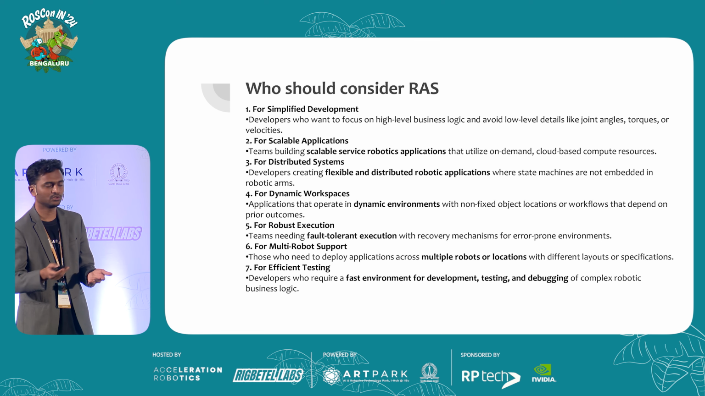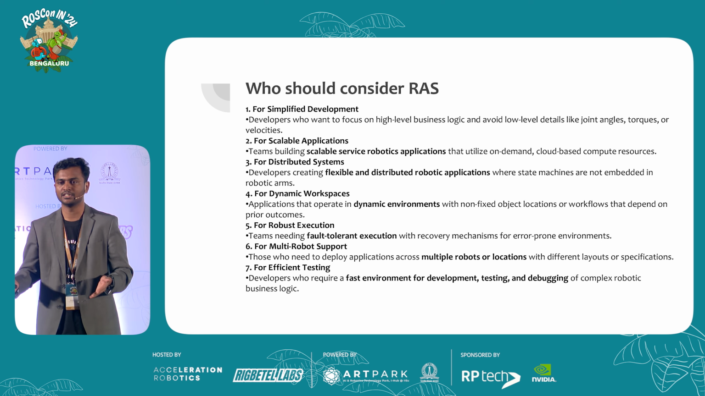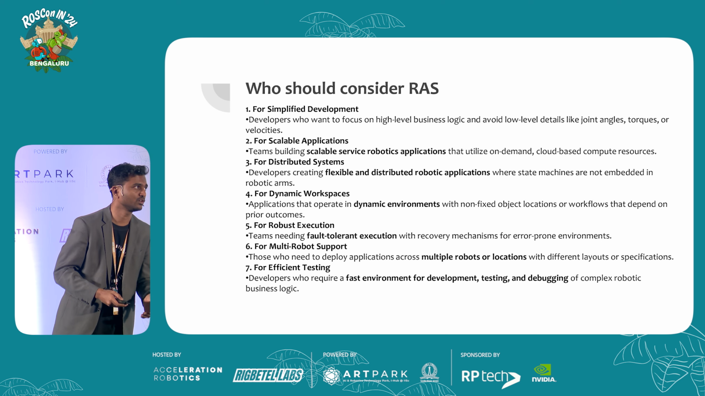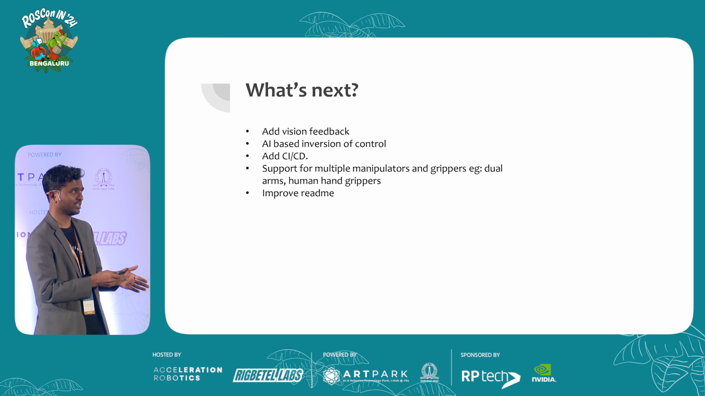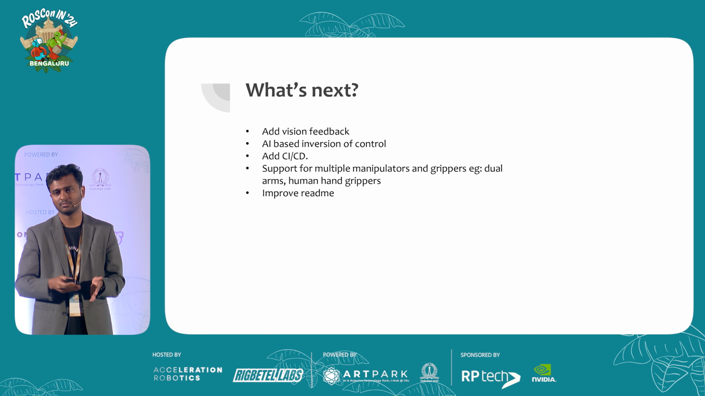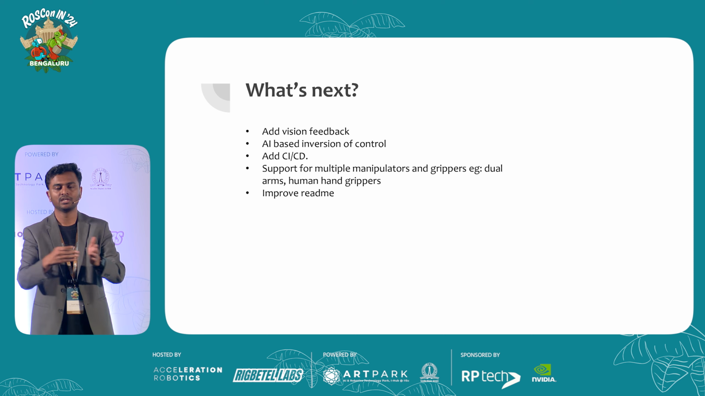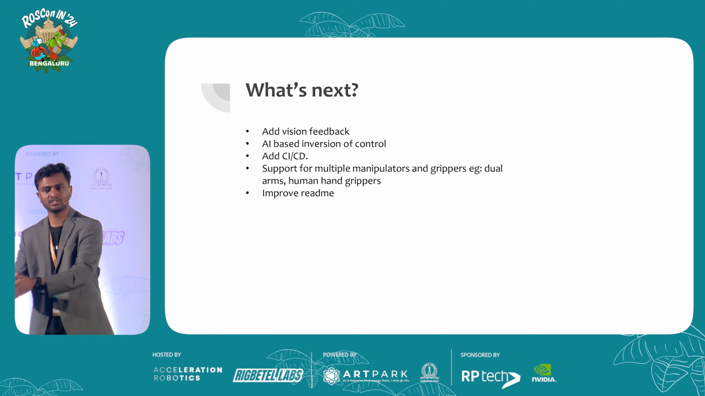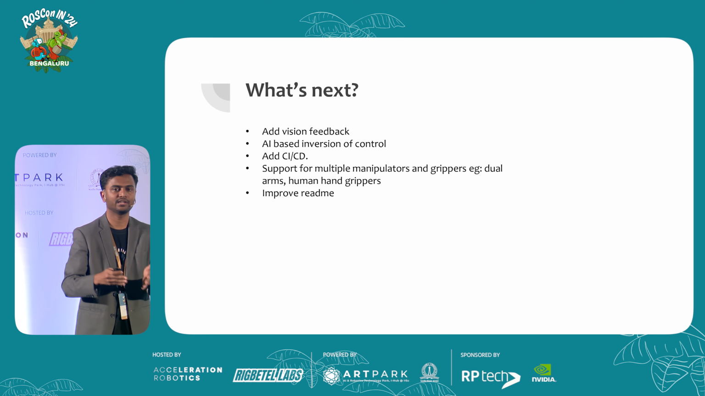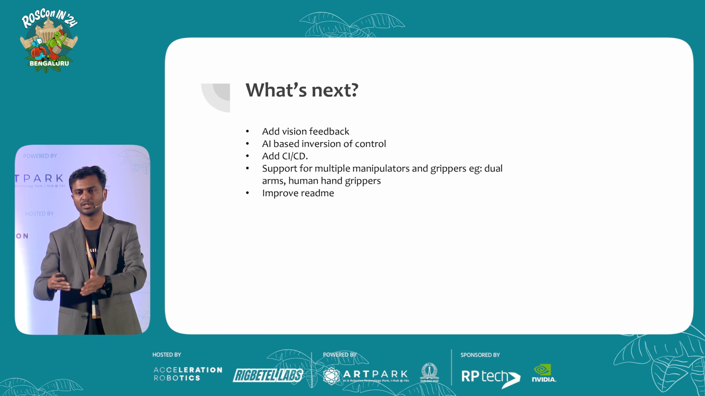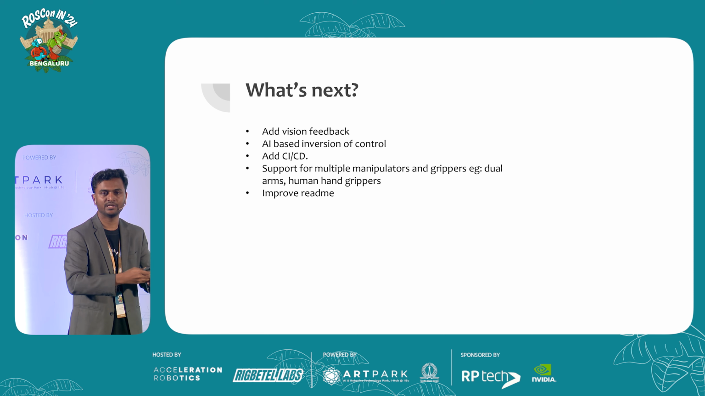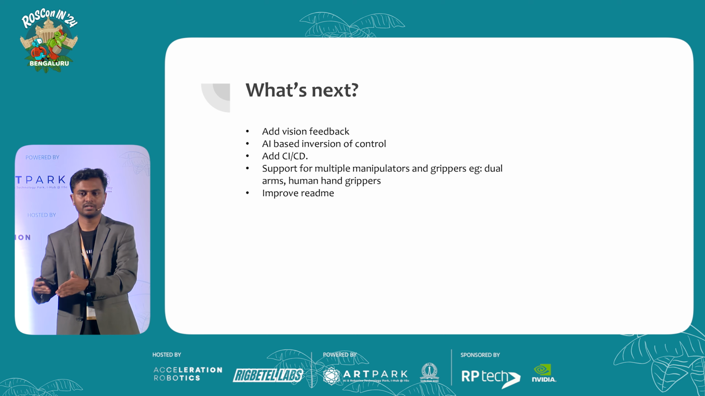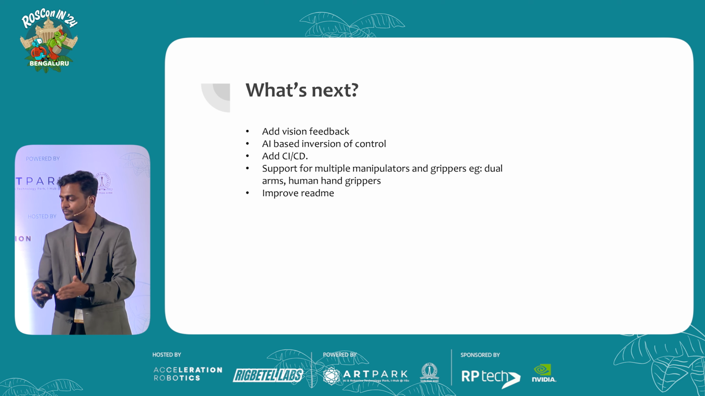And for efficient testing, so you can quickly iterate over different kinds of applications, and this can be used for quick efficient testing as well. So what's next? After this, what we plan to do is add vision feedback, because even if things run well in simulation, when we run the trajectories in the real world, there are going to be times where the execution is not completed properly because of some environmental factors. So having a camera or vision feedback to know if those tasks have been completed is necessary.